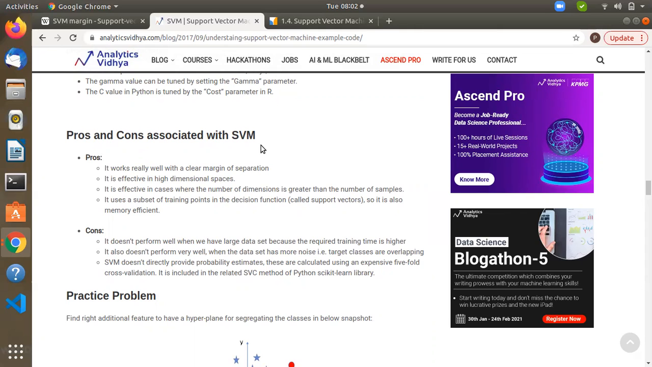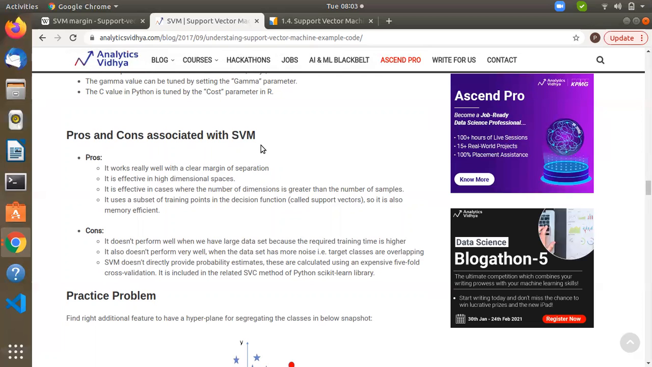Cons. When coming to disadvantages, it doesn't perform well when we have a large data set because the required training time is higher. It cannot be a very good algorithm for large data sets. It doesn't perform very well when the data set has more noise and the target classes are overlapping. Like I said, in real world cases, more data points will be overlapping. So in that case, this is not a very good algorithm.